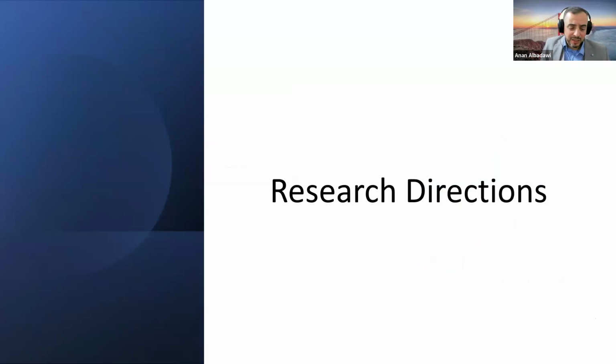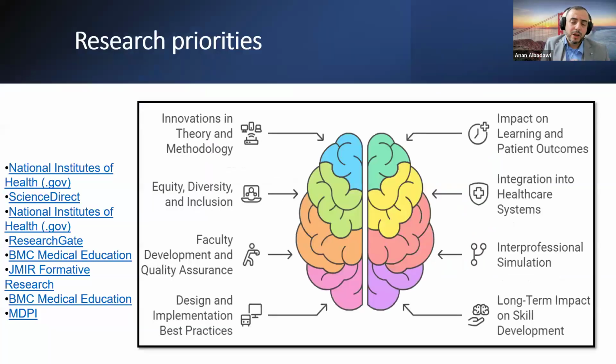So finally is the research direction. Upon searching the literature in many of the journals, in fact, each journal has their own direction, has their own interest of research priorities. That's what I was able to summarize for this slide. The research priorities are the following.